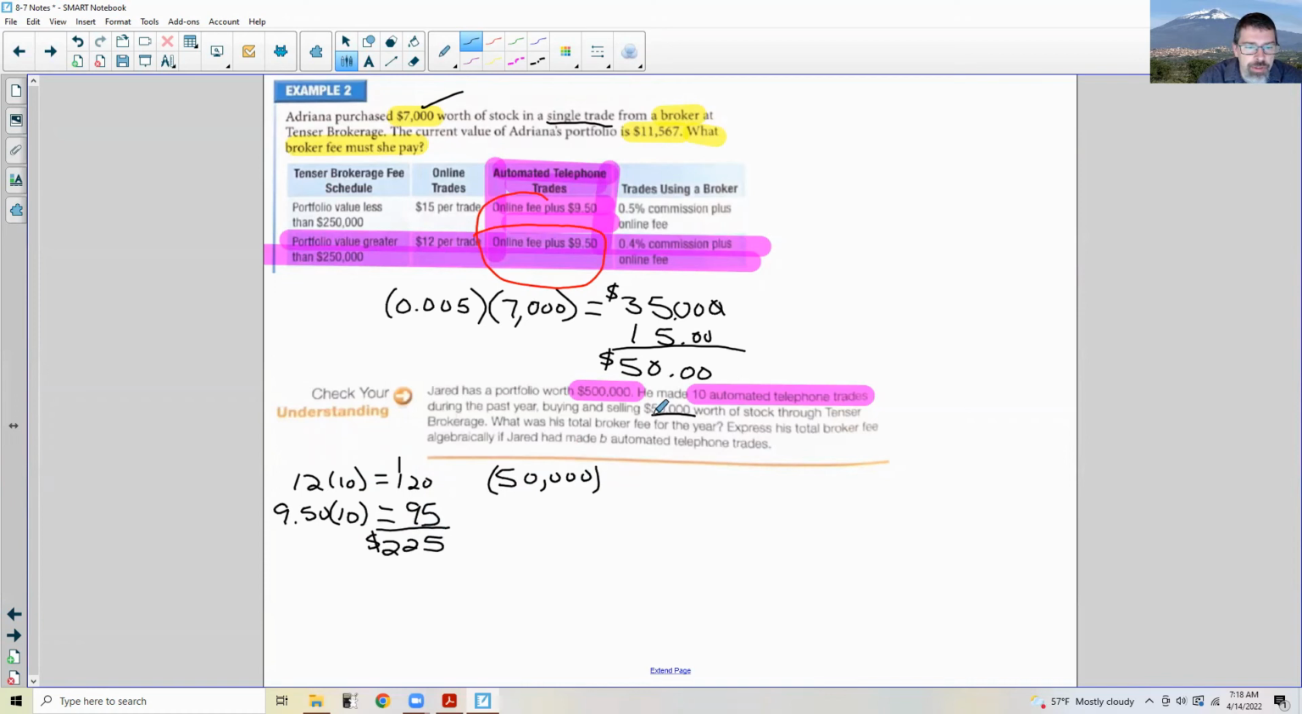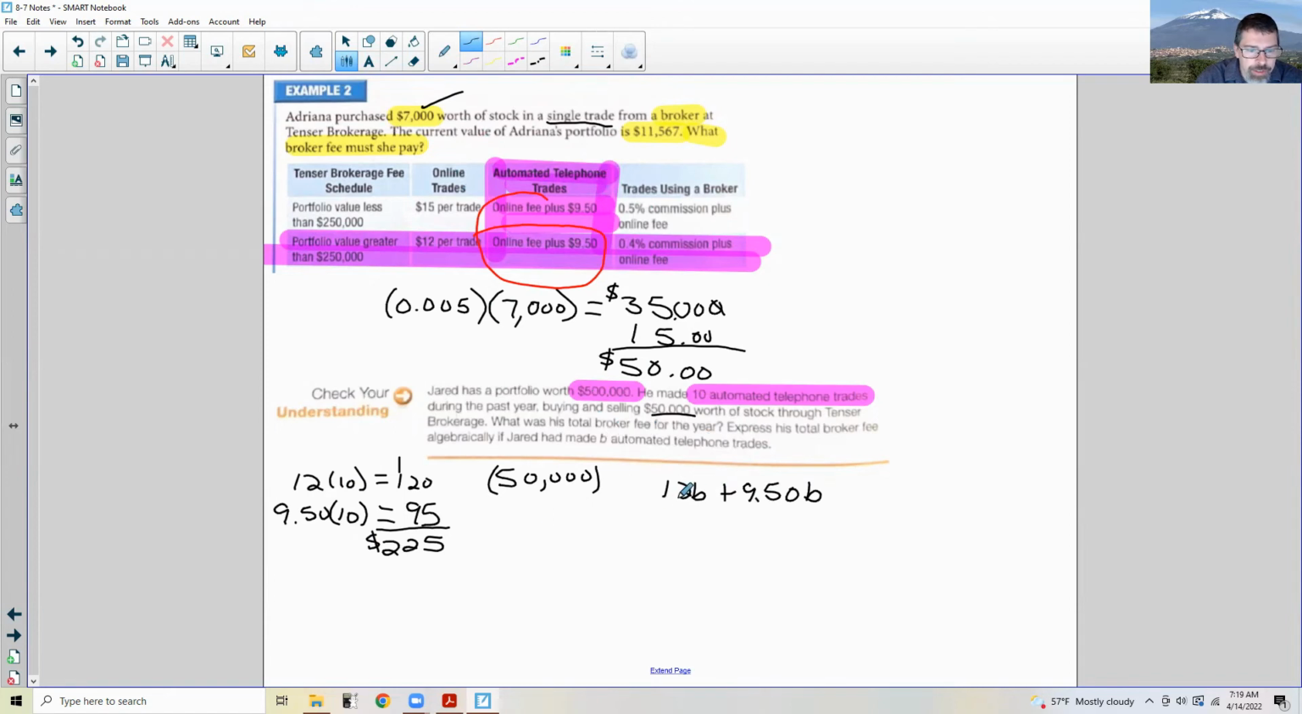Now it says to express his total broker fee algebraically if Jared had made B automated telephone trades. So what you're going to do is take 12 plus. So what I did in this first example, think about that. We took the $12 per trade, and he's making B trades. I don't want to use parentheses for a variable. So that would be 12B. That would be this 12 times B. B is our 10. And then we added $9.50 times the number of trades.